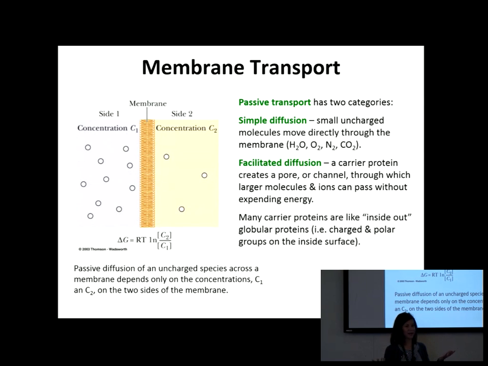This is not the case with our carrier proteins. They're going to fold so that the hydrophobic ones are on the outside because they have to touch, be next to, our lipid bilayer. And then they're going to let things go through the middle of them. They're a pore, so they let those charged things go through the middle, things that wouldn't normally be able to get through that hydrophobic part of our bilayer.